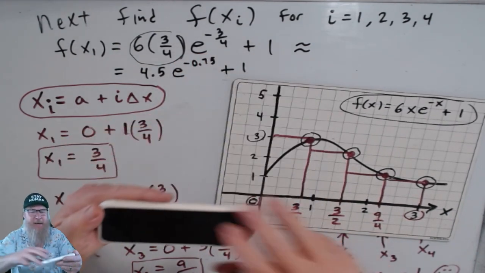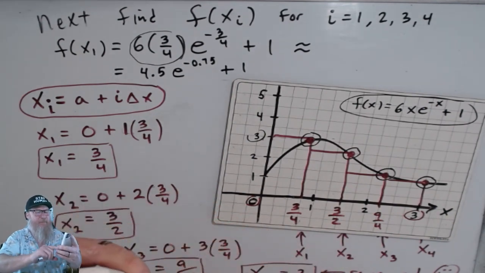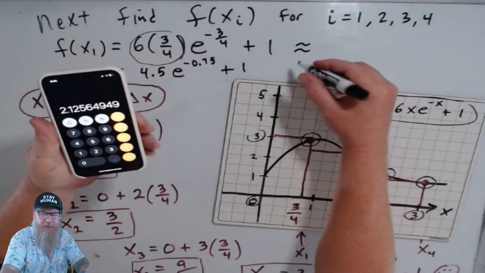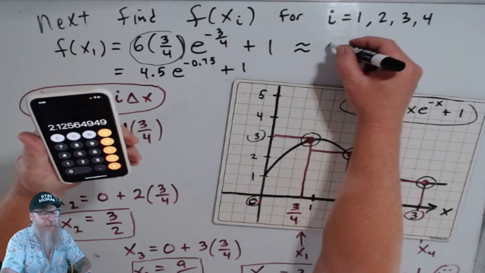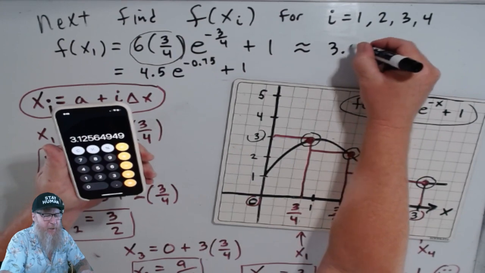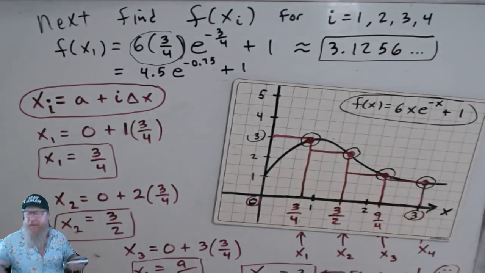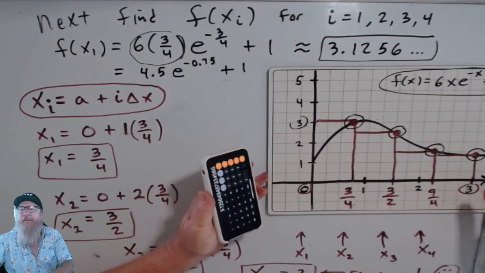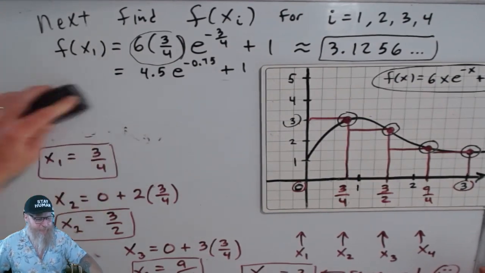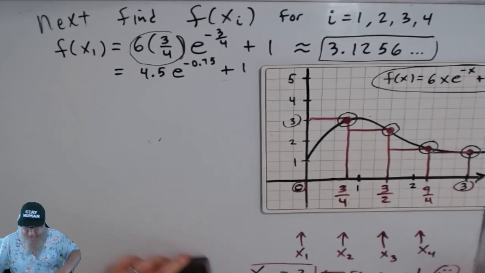I've already put it into my calculator, so here we are. Come on, phone, turn back on. There we go. So that's just these first 2 terms, and then plus 1 is 3.1256, and so on. It's better to keep more decimals than less. All right, so let's do the next one. I don't need any of this anymore.